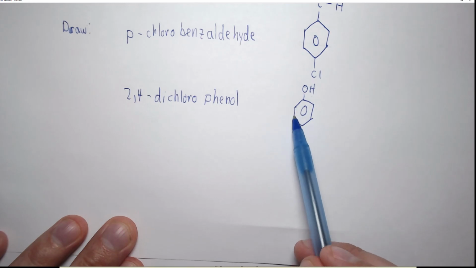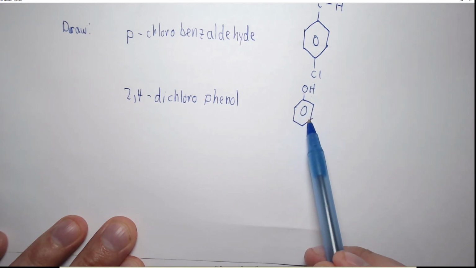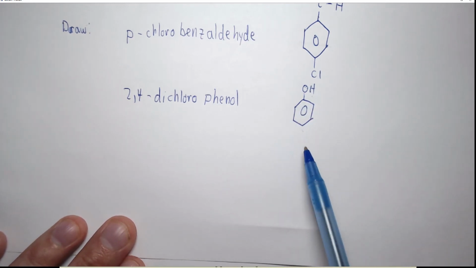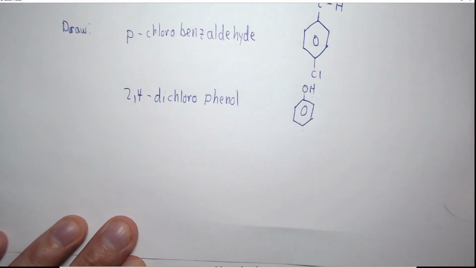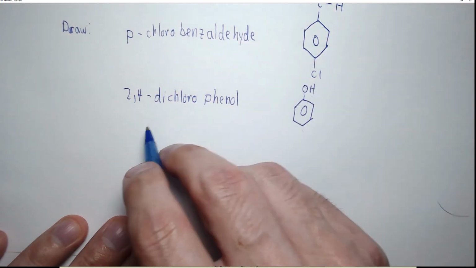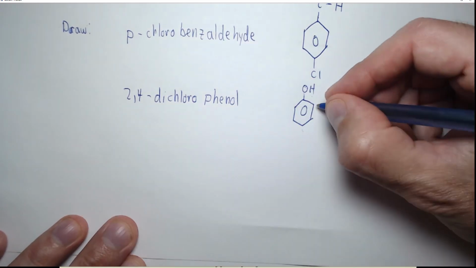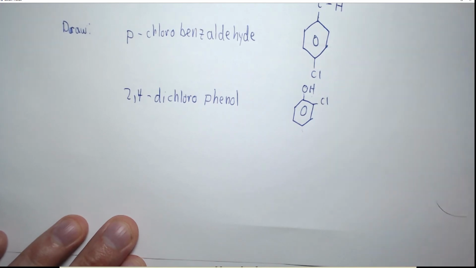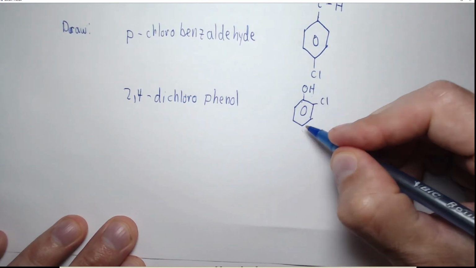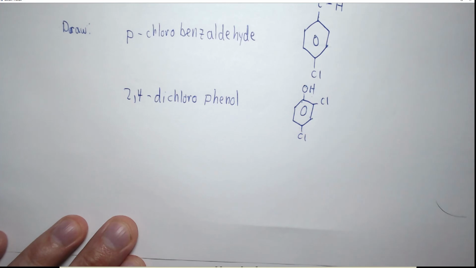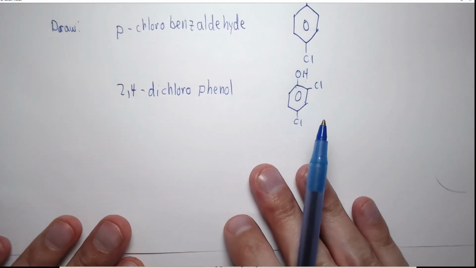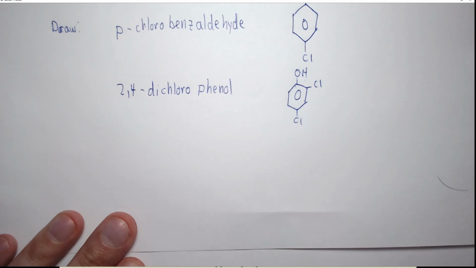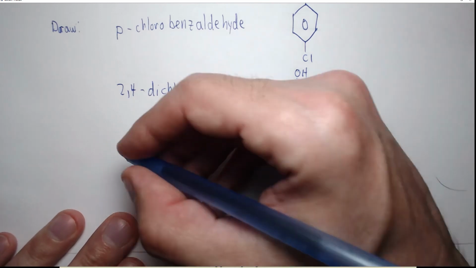Note that when we're doing it, we can decide which way we want to go. Do we want to make this 2 and then continue to make this 4, or make this 2 and continue to make this 4? It makes no difference. I like to go clockwise for whatever reason, but it makes no difference. So in this case, at carbon 2, I'm going to put a chlorine. 1, 2, 3, 4. At carbon 4, I'm going to put a chlorine. And this is my 2,4-dichlorophenol.